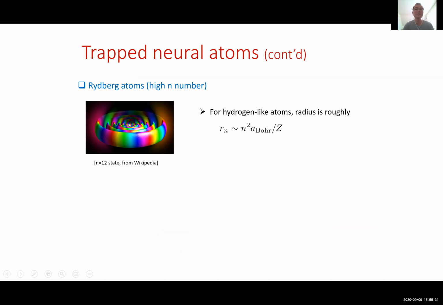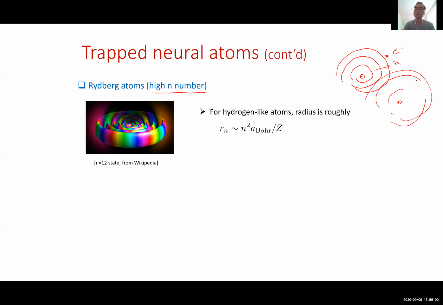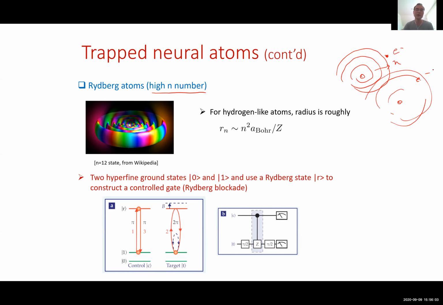What a Rydberg atom is, is that it has a really high n number. Remember, n is the principal quantum number. If n is large, meaning the electron in a hydrogen-like atom is very far away. So if you have two such Rydberg atoms, they may overlap, right? In fact, they were able to take this property to design an entangled gate.